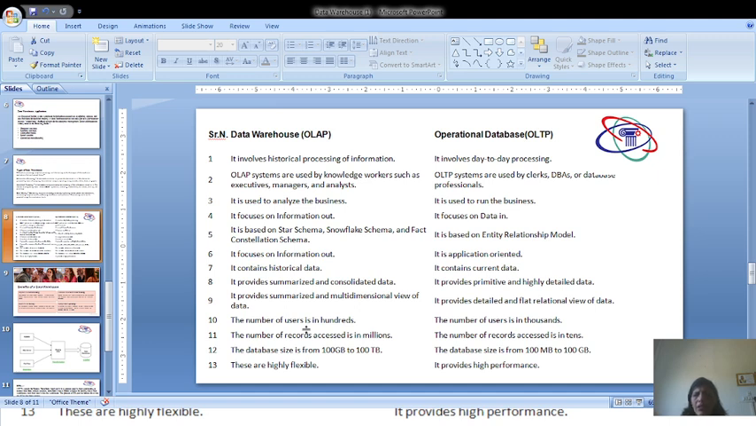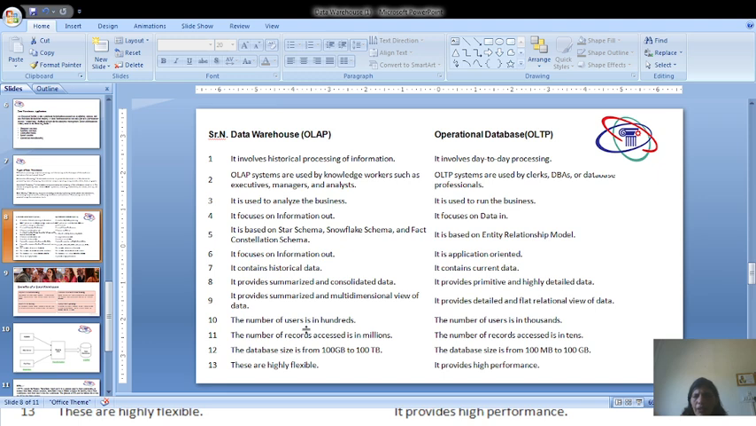Now the next one is operational data, meaning it involves day-to-day processing. OLTP systems are used by clerks, DBAs, and database professionals. It is used to run the business. It focuses on the data in it, and we can perform updation and modification operations on the day-to-day data. It is also known as operational data. It is based on the entity relationship model, and data is stored in the form of entities or relations.